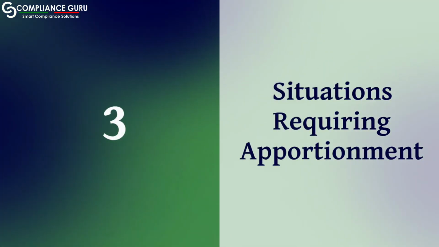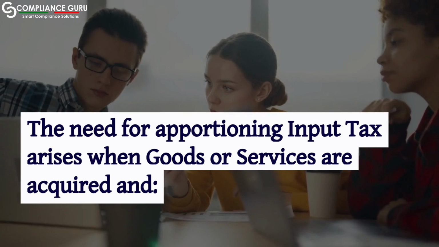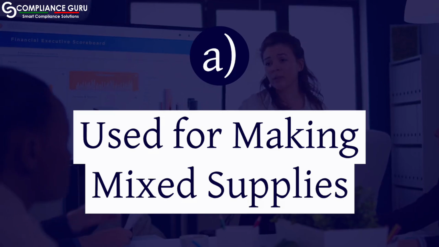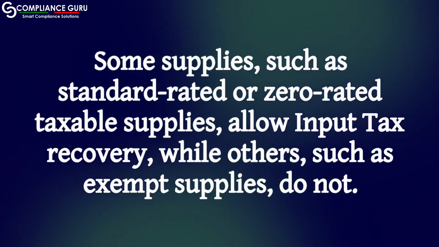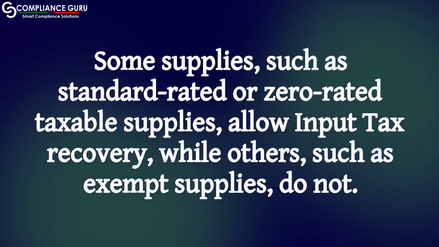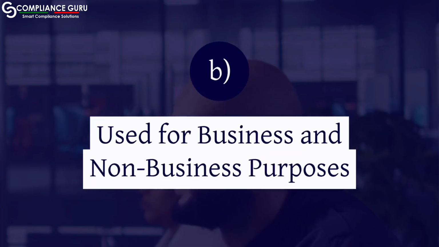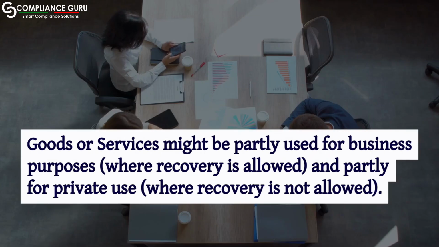3. Situations requiring apportionment. The need for apportioning input tax arises when goods or services are acquired and a. Used for making mixed supplies. Some supplies, such as standard-rated or zero-rated taxable supplies, allow input tax recovery, while others, such as exempt supplies, do not. b. Used for business and non-business purposes. Goods or services might be partly used for business purposes, where recovery is allowed, and partly for private use, where recovery is not allowed.